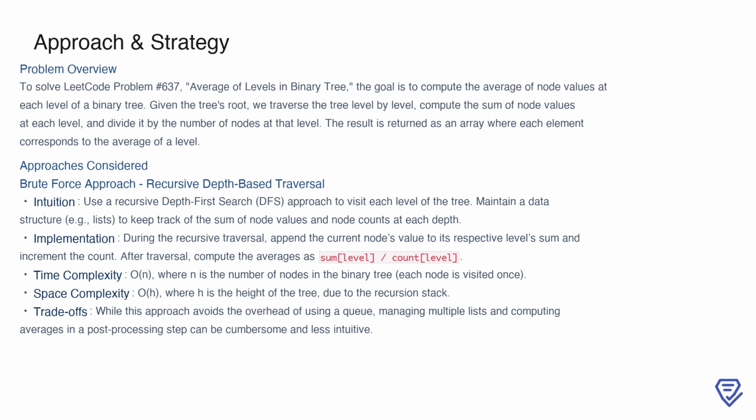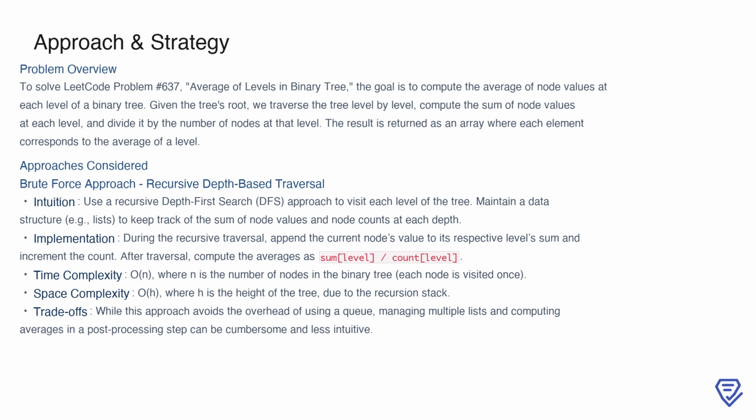One approach we could consider is a recursive depth-first search, or DFS, which involves traversing the tree by its depth. In this method, we maintain separate lists to track the sum of values and the count of nodes for each level as we recurse. Once the traversal is complete, we compute the averages by dividing the sum at each level by the count of nodes at that level.